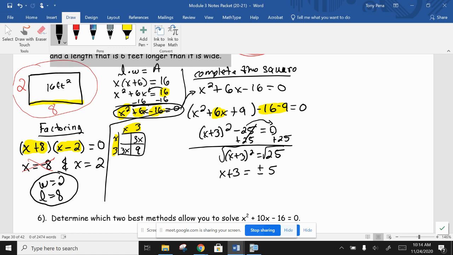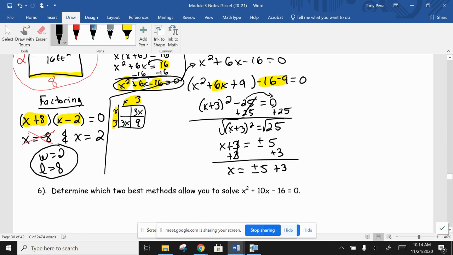All right, from there we set up our 2 different equations. Well, actually, we're going to add 3 real quick to both sides. Those will cancel. So what I now end up with is a positive 5 and a negative 5 increased by 3. Let me subtract it. Subtract the 3 from both sides.